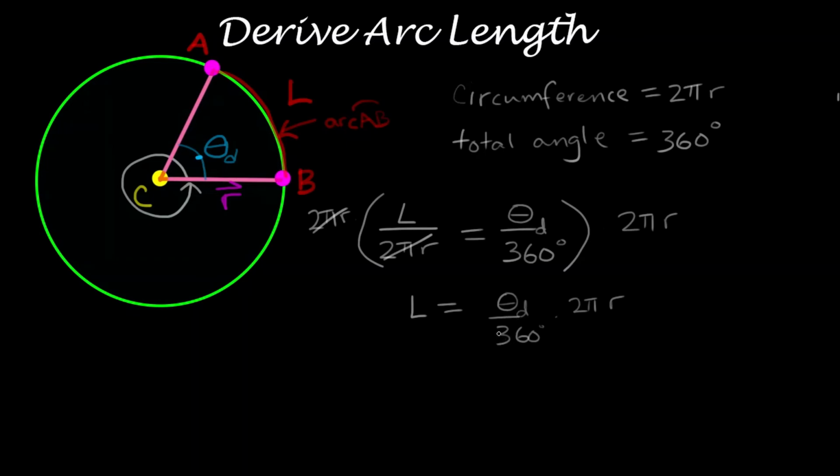Now we can simplify this a little bit further. Oops, I didn't mean to cross out that. Divide both the numerator and the denominator by 2, and we should get the central angle divided by 180 degrees times pi r. And there you go. That's our final answer. That's our equation.